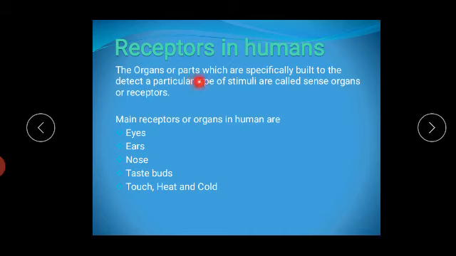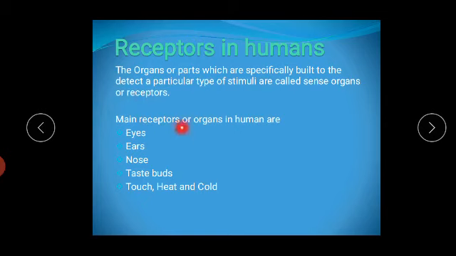The organs or parts of the body which are specifically built to detect a particular type of stimuli are called sense organs or receptors. You have learned in the start of this chapter what stimuli are. Stimuli mean any change in the environment. For example, when you touch a hot object or a cold object, then your nervous system will become active and the message will be sent to the brain. You have learned about this process in the start of this chapter. And the parts or organs of the body which detect a specific stimulus are called sense organs or receptors.